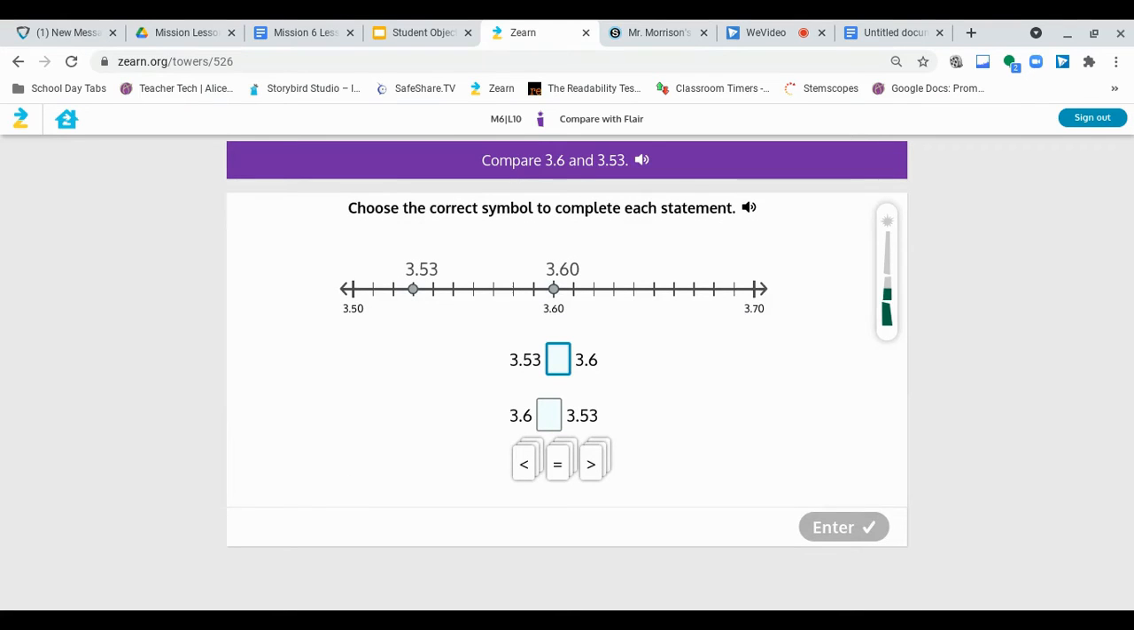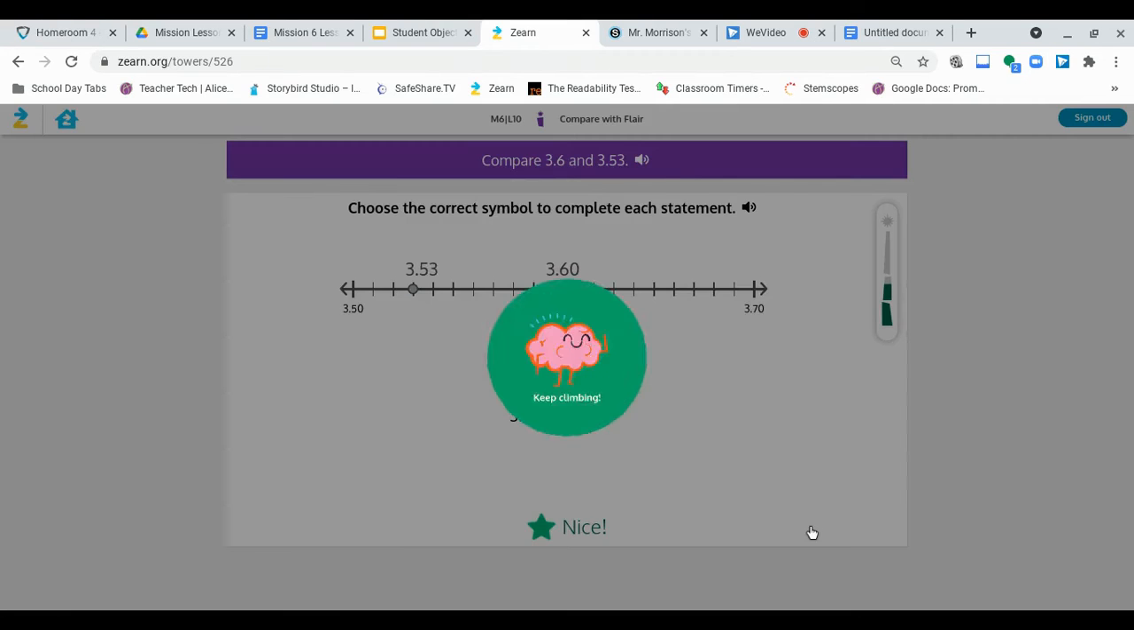I got it. And now I just want to choose which one is greater: 3 and 6 tenths or 3 and 53 hundredths? If I look at the number line, 3 and 60 hundredths is further along than 3 and 53 hundredths. So for this first symbol, I'm going to say 3 and 53 hundredths is less than 3 and 6 tenths. And if we flip it around, 3 and 6 tenths is greater than 3 and 53 hundredths. It's saying the same thing, it just flipped them around, and it wanted us to change the symbols.